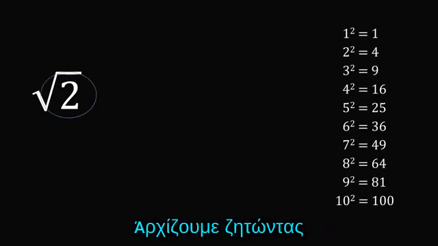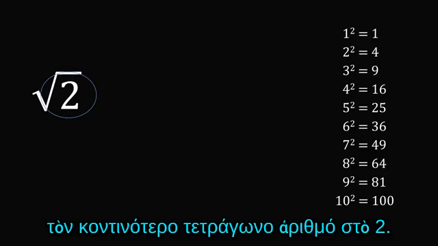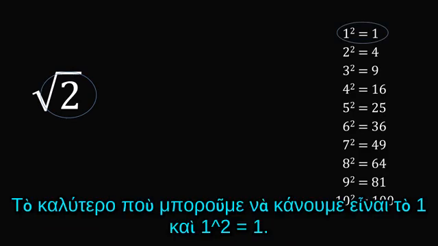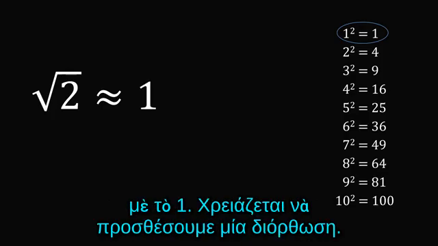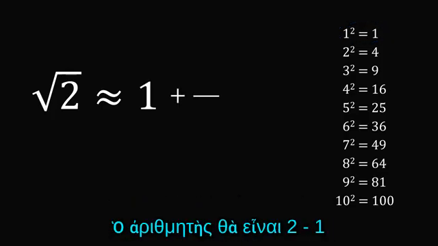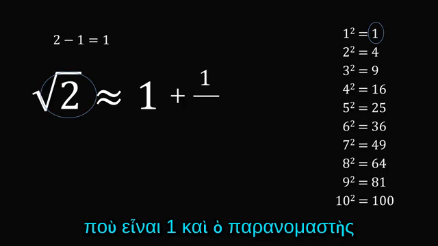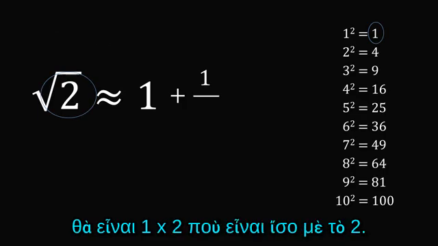We start out by asking which square number is closest to 2. The best we can do is 1, which is equal to 1 squared. So the square root of 2 is approximately equal to 1. We now need to add an adjustment. The numerator will be equal to 2 minus 1, which is equal to 1, and the denominator will be equal to 1 times 2, which is equal to 2.